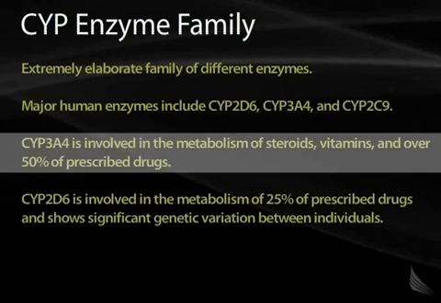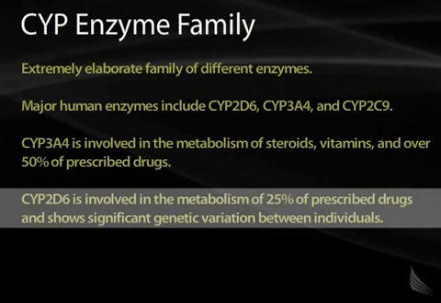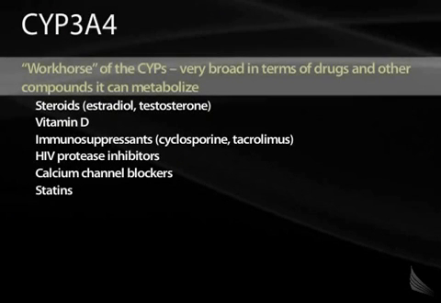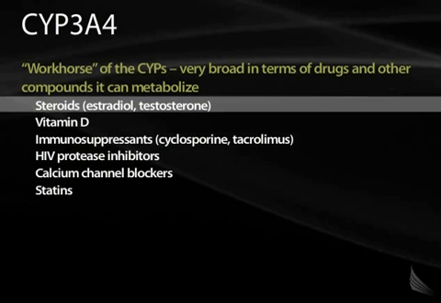3A4 is involved in the metabolism of steroids, vitamins, and over 50% of all drugs that are prescribed in the United States. That's why we consider 3A4 to be the workhorse of the cytochrome P450 family. 2D6 is also important because it shows significant genetic variation between individuals. It's also very important. It metabolizes about 25% of prescribed drugs. Again, 3A4 is the workhorse of the cytochromes. It can metabolize many different drugs as well as endogenous compounds such as steroids and vitamin D.